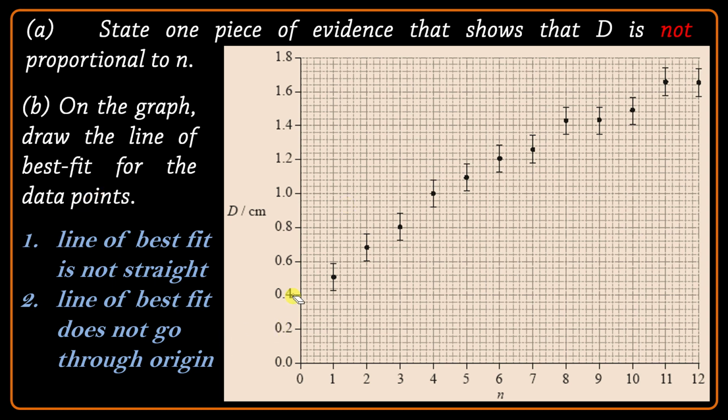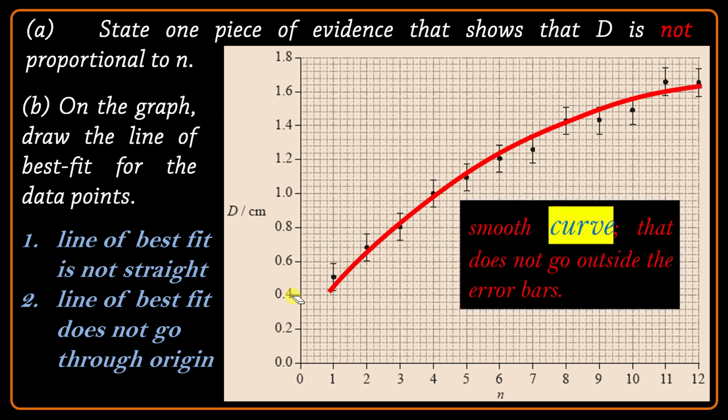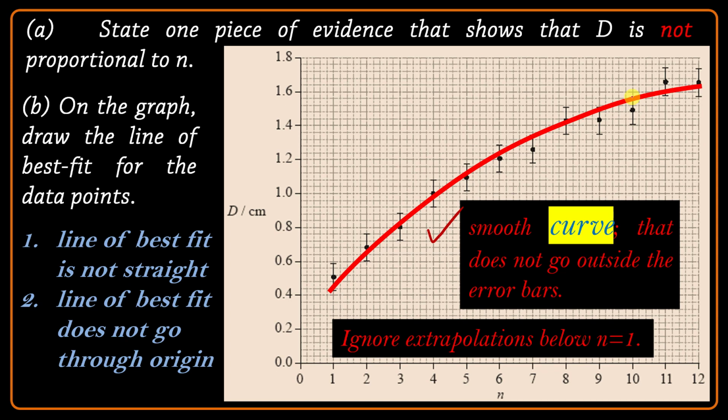Part B. On the graph, draw the line of best fit for the data points. The line of best fit is something like that. It could be a smooth curve that does not go outside the error bars. Try your best to draw it, going through all the error bars or uncertainty zones. I should emphasize that you should ignore extrapolations below n equals 1. If you extend it to check whether it goes through the origin or not, that's an extension. But when you draw the best fit line, avoid that. Just start from the beginning, the given value, and end it here. Do not go beyond the given data.